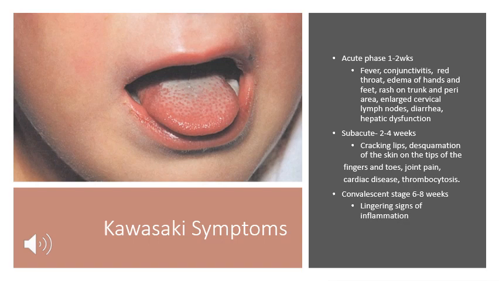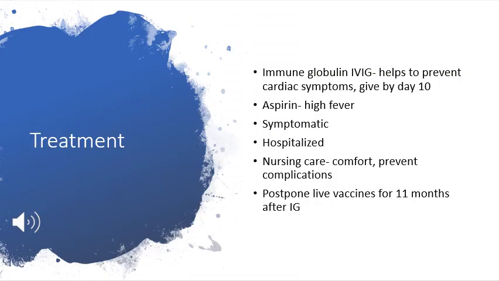Diagnosis is made with a high fever for 5 days or longer, along with 5 of the principal features. Your book has a table 47-10 on page 1222 that goes over the diagnosis. Kawasaki disease is treated with a single high-dose IV infusion of immune globulin, IVIG, over 10 to 12 hours. It must be given within 10 days of the onset of the disease in order to reduce the risk for coronary artery aneurysms. Live vaccines must be postponed for 11 months after receiving immune globulin.